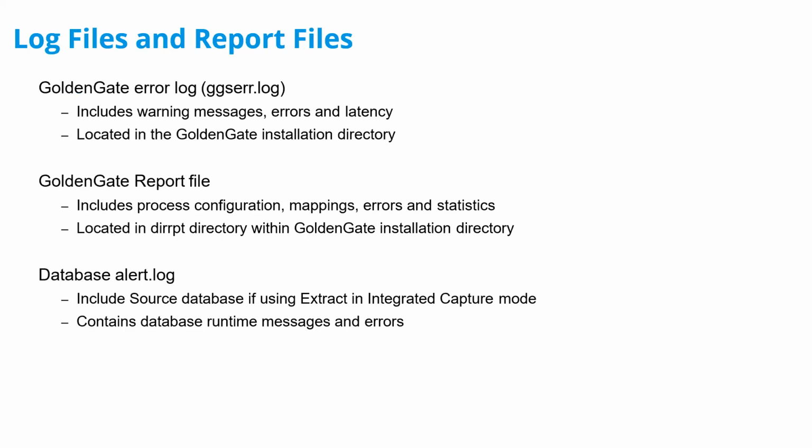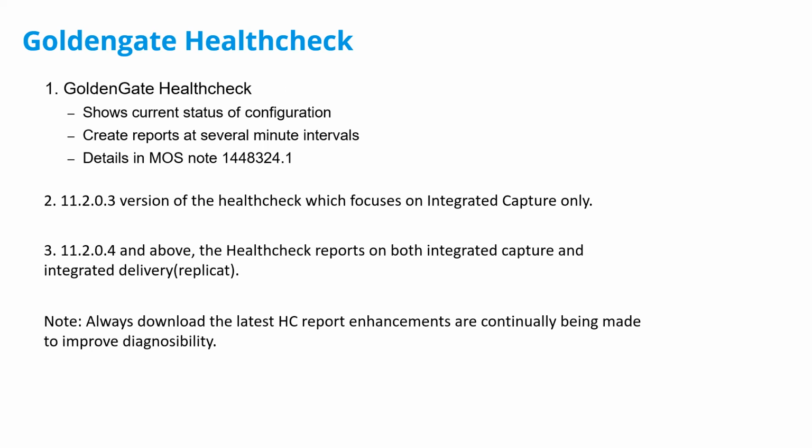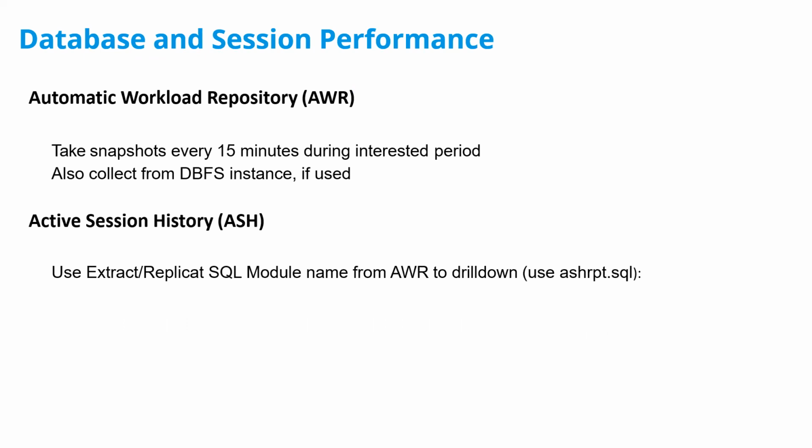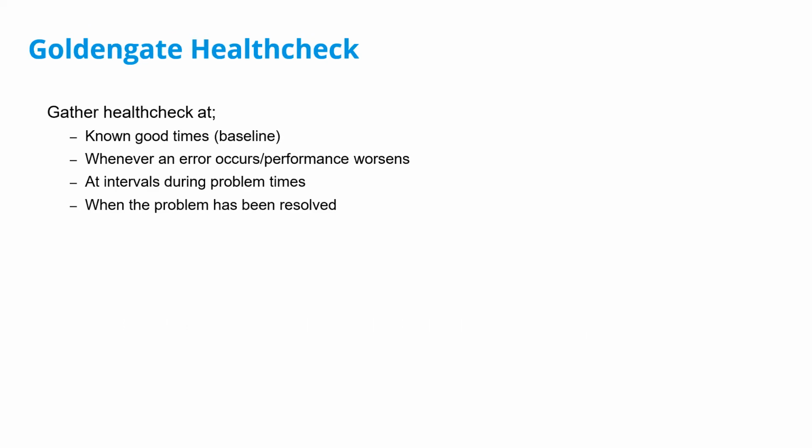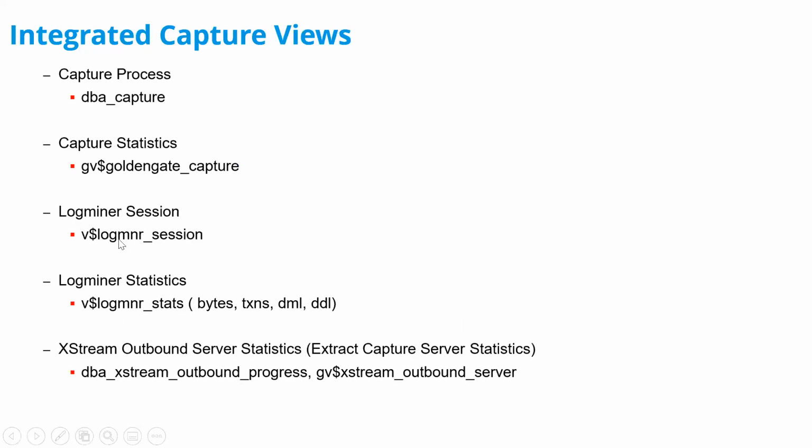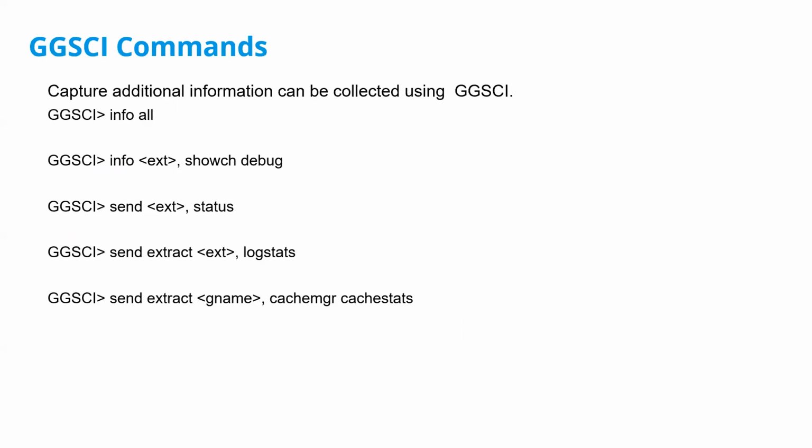Okay, so these are the logs and report files you can look into: the GoldenGate error log file, GoldenGate report files, and the database alert.log as well. Then you should also run your health check, as I mentioned, at the GoldenGate level. For database and session performance, you can monitor your AWR and ASH report. These are the capture views which you can use to see whether any performance-related issues are there in your environment, like DBA_CAPTURE, GoldenGate capture, then log session, log stats, etc.